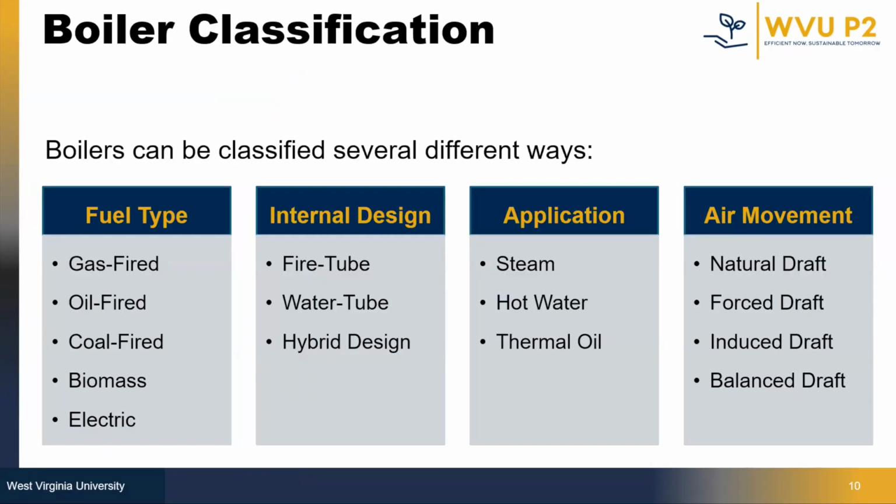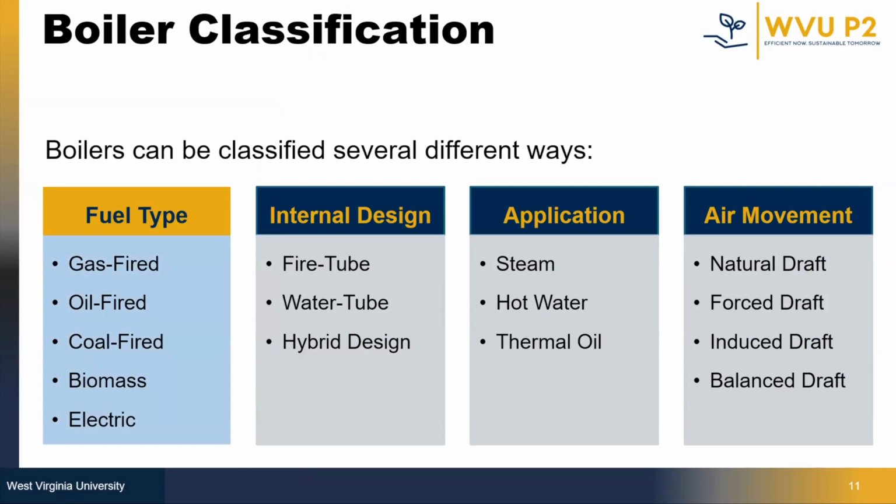Boilers can be classified by the type of fuel they accept, the internal design, their application, or their air movement. There may be other classification methods, but these are four of the main design considerations. So the first one is fuel type.